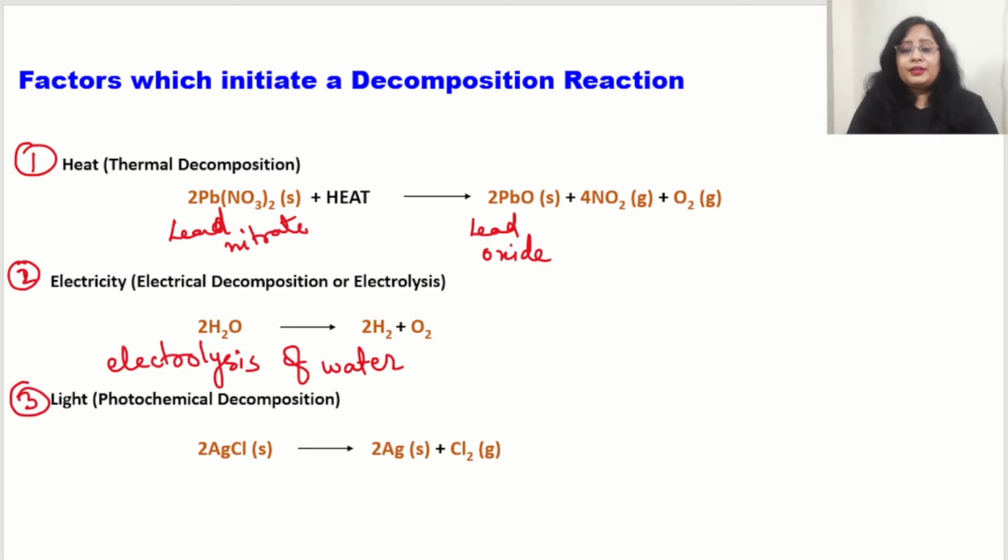Third factor, sorry, this is 2, this is 3. The third point is when the decomposition reaction starts with the help of sunlight, or in other words with the help of photons. This type of decomposition is called photochemical decomposition. So the example is silver chloride.